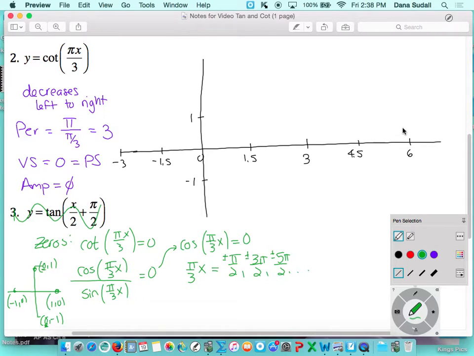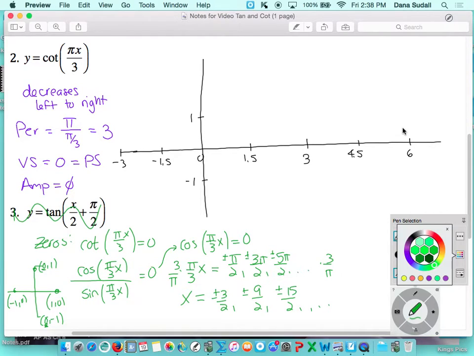Well, I don't want pi over 3x, I want just x. So if I multiply both sides by 3 over pi, on the left-hand side there I'll get x. On the right-hand side the pi's would cancel, so I would have 3 over 2. 3 times 3 would give me 9 over 2. 15 over 2, and so on. And then I can plot those points on there.